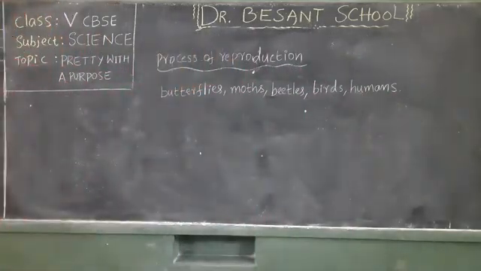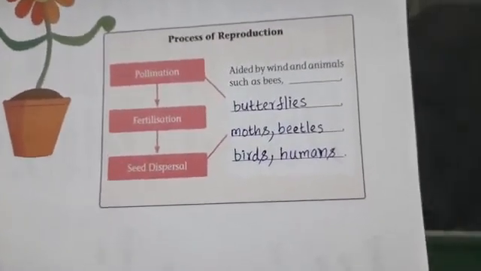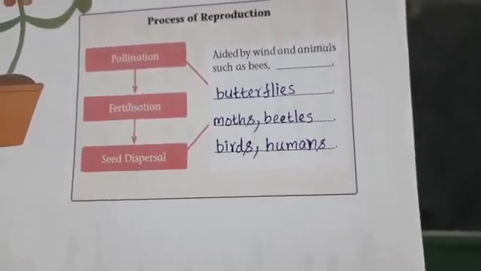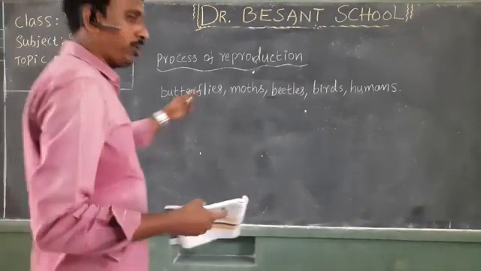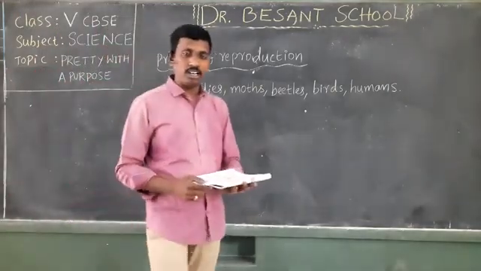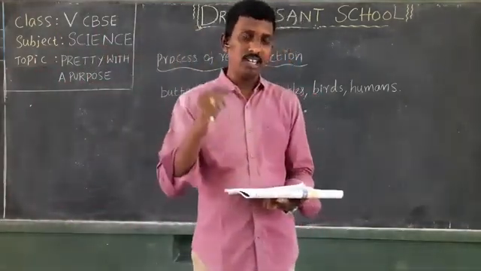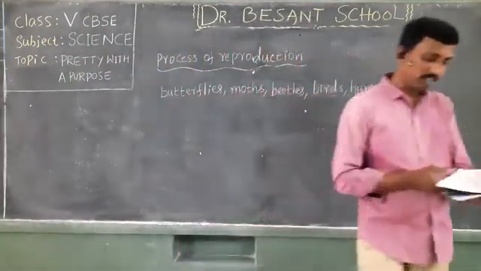I will show you how I have represented these in the blanks part. See. Have you observed here? Butterflies, moths, beetles, birds, humans. Okay. Children, if you are unable to copy down from the blackboard, no need to worry. We will take photographs of these notes and send them to your WhatsApp numbers. Okay. Complete the writing there.